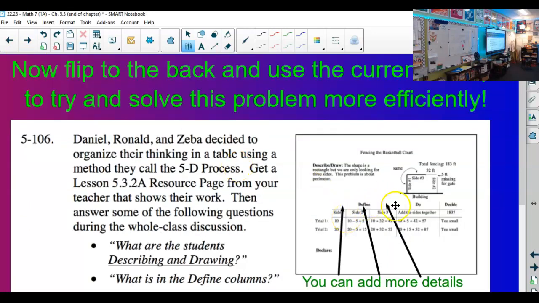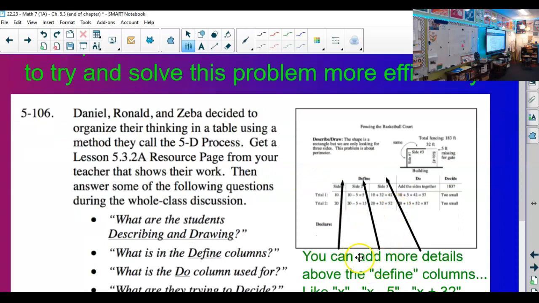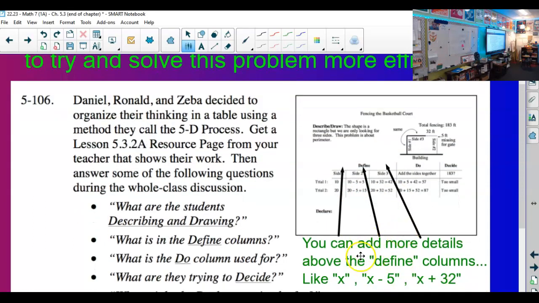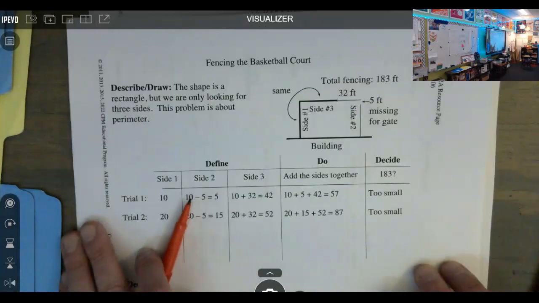And actually, when we flip to the back of our paper, you can add more details above the columns, right? Like what we just wrote down, we can add more details above these columns. Everyone should be looking at this.